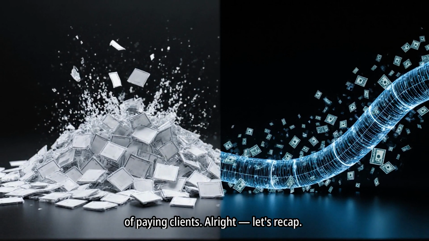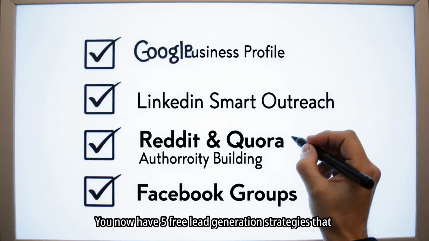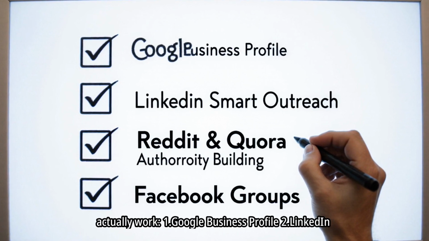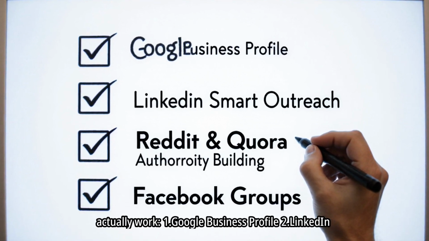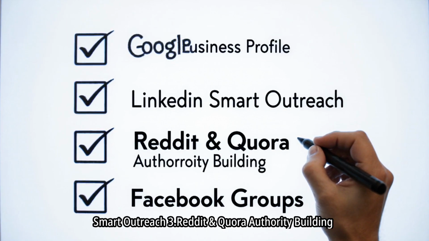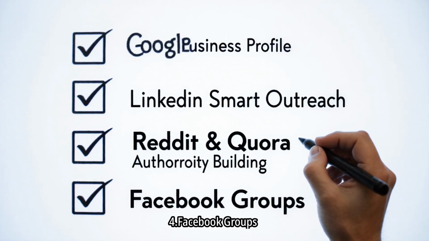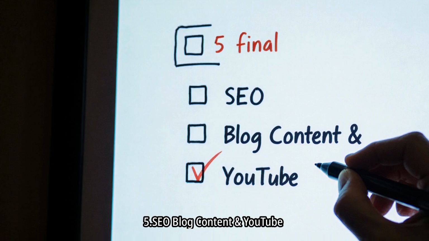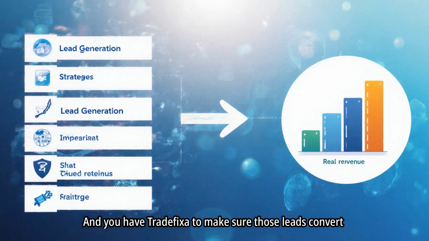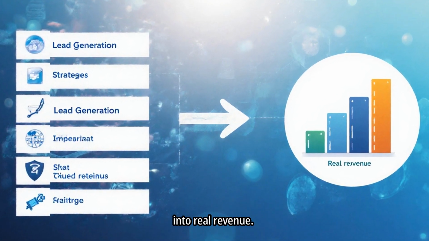Alright, let's recap. You now have 5 free lead generation strategies that actually work. 1. Google Business Profile. 2. LinkedIn Smart Outreach. 3. Reddit and Quora Authority Building. 4. Facebook Groups. 5. SEO blog content. Bonus: YouTube. And you have TradeFixa to make sure those leads convert into real revenue.